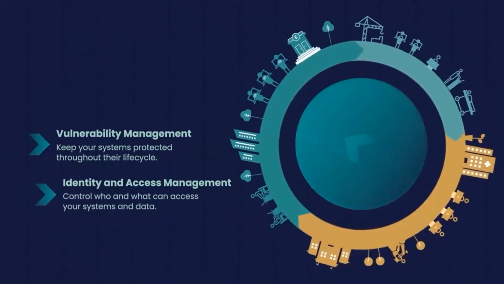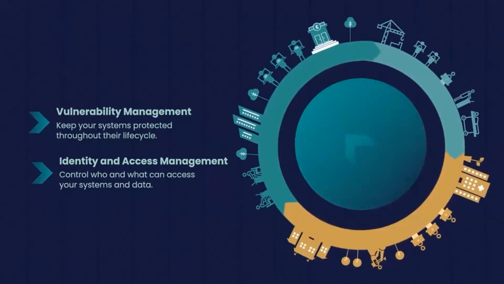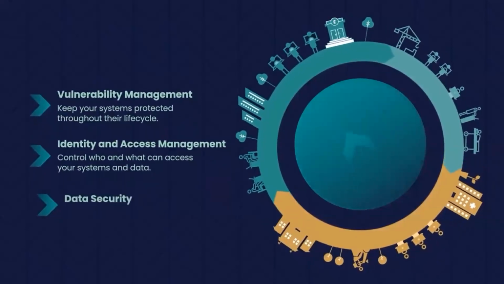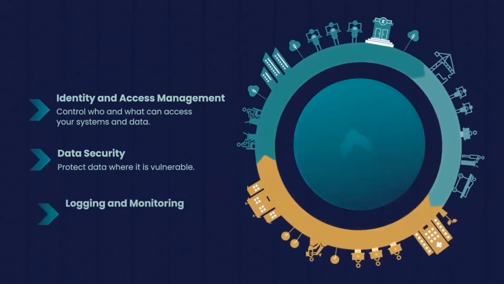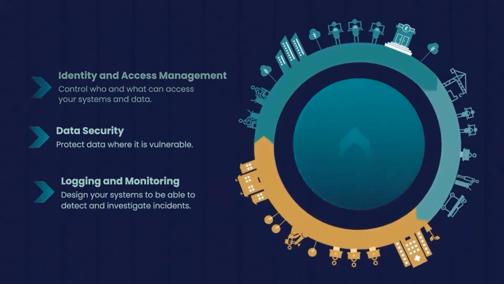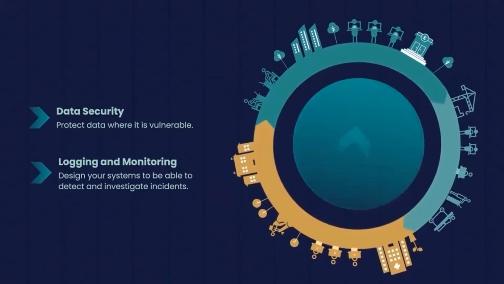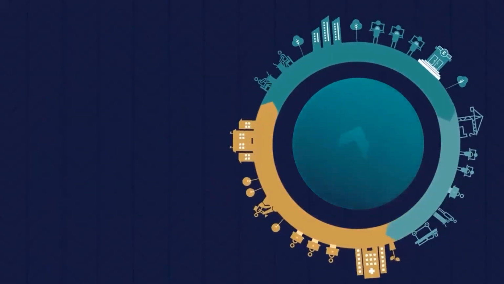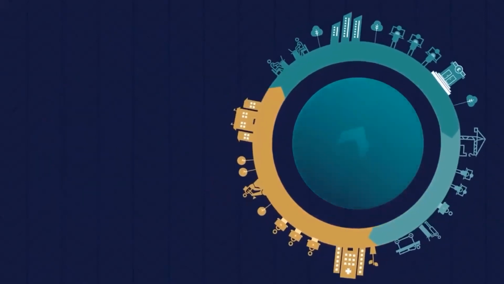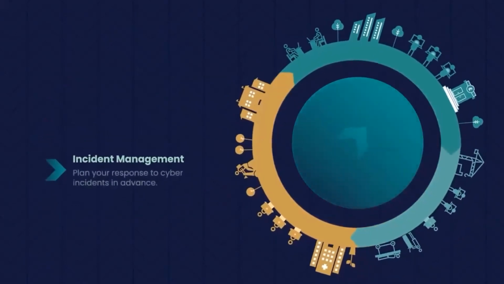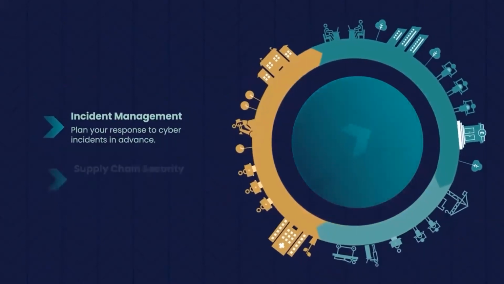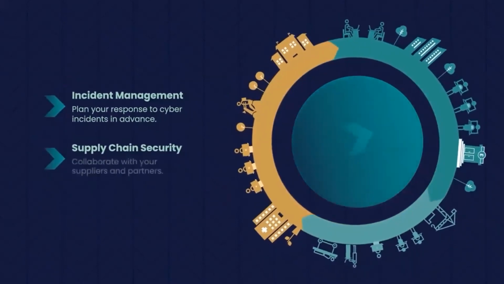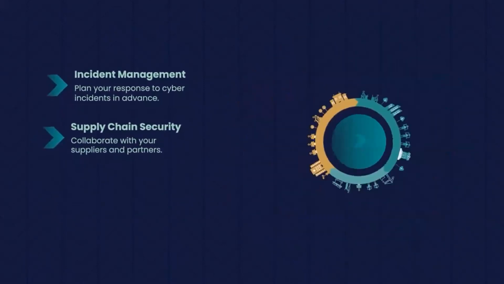Identity and access management. Control who and what can access your systems and data. Data security. Protect data where it is vulnerable. Logging and monitoring. Design your systems to be able to detect and investigate incidents. Rounding off the updated steps. Incident management. Plan your response to cyber incidents in advance. Supply chain security. Collaborate with your suppliers and partners.